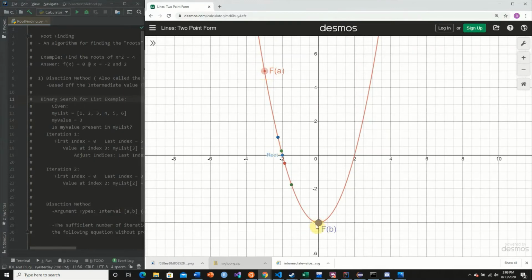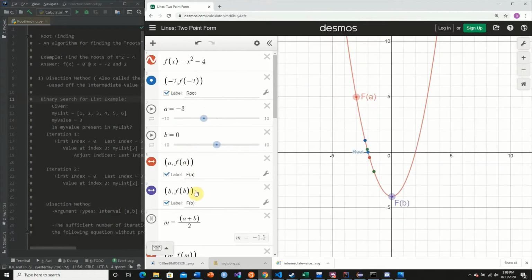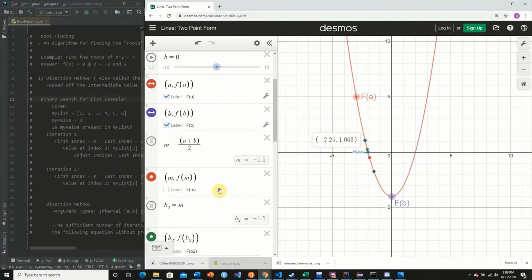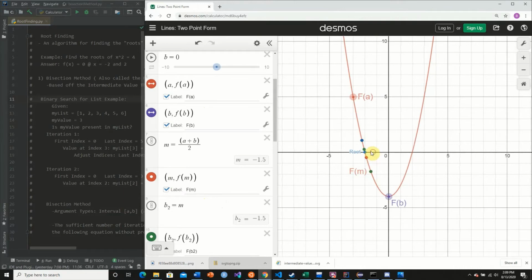Now what we do is we find the median value, the middle value. So we take a plus b and divide that by 2. So we have a plus b, divide that by 2, we get negative 1.5. All right, and now what we do is we're going to set this as a label. So here we have our f of m. Our middle value is negative 1.5. As we can see here, f of a times f of m is negative. And so what we do here is we adjust our b equal to m.